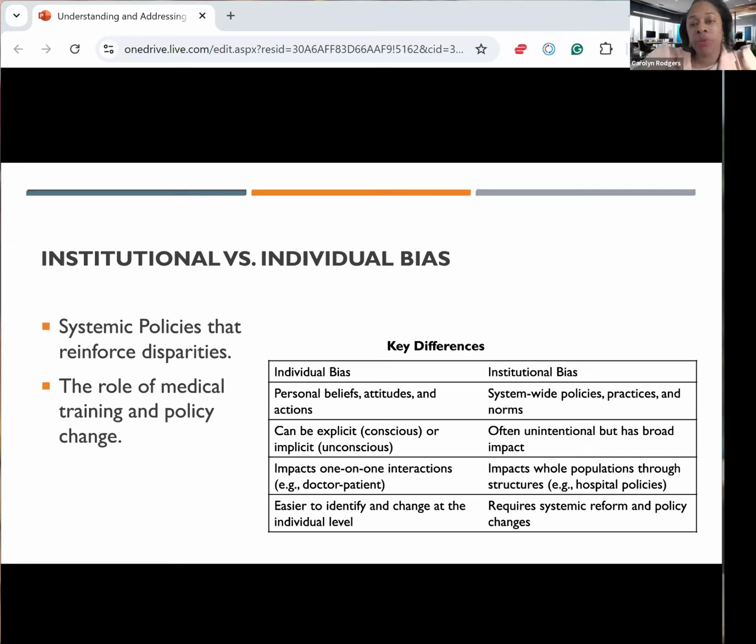So why do both matter in maternal health care? Well, individual bias can lead to healthcare providers disbelieving or minimizing a mother's symptoms during pregnancy and delivery. Institutional bias, however, results in underfunded hospitals in marginalized communities or limited access to midwives and doulas, which contribute to higher maternal mortality rates.